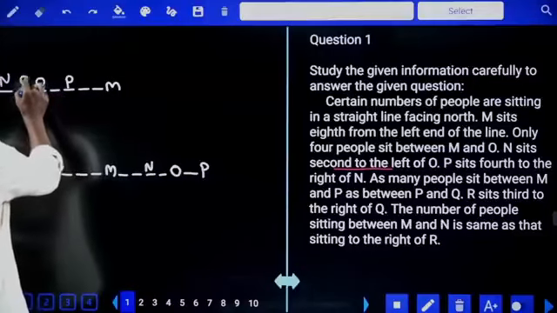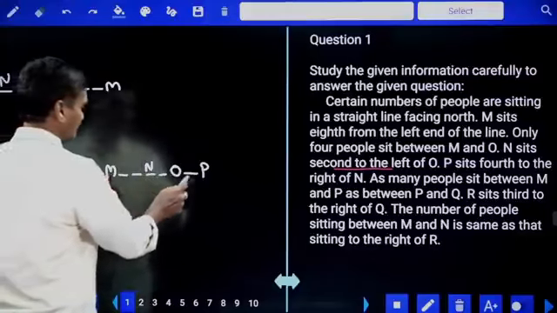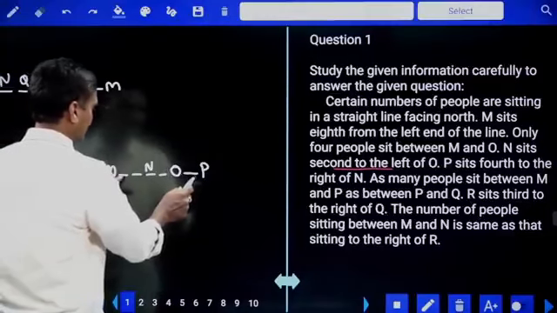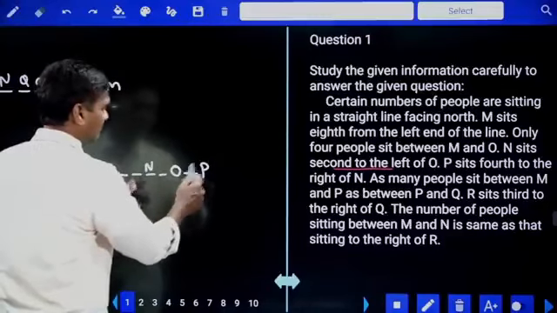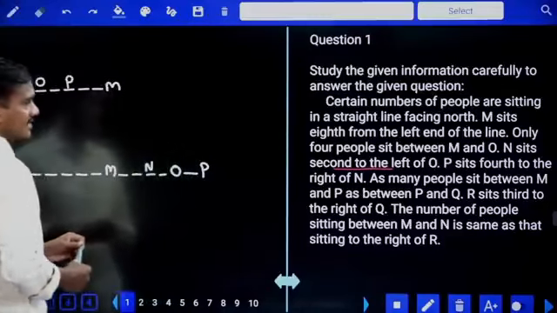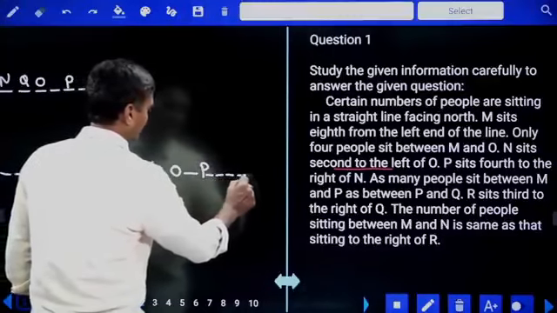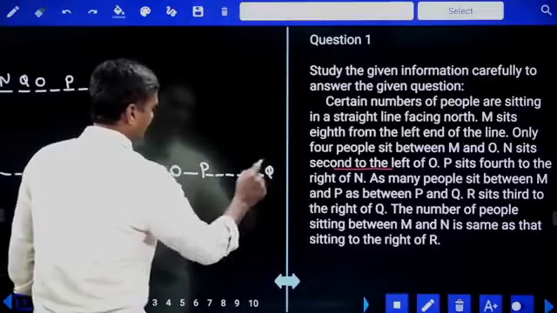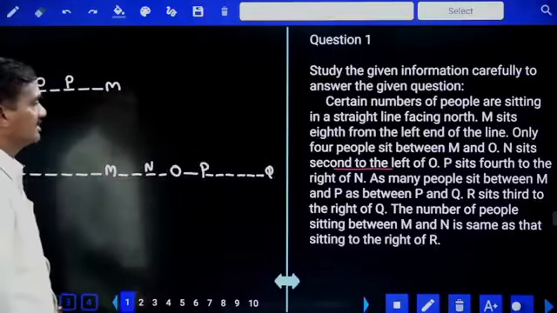Q will be here. As many people between M and P: 3, 4, 5, 6. Now 6 persons between M and P. And next, between P and Q also 6 persons: 1, 2, 3, 4, 5, 6. Now Q will be here. As many people between M and P equals those between P and Q.